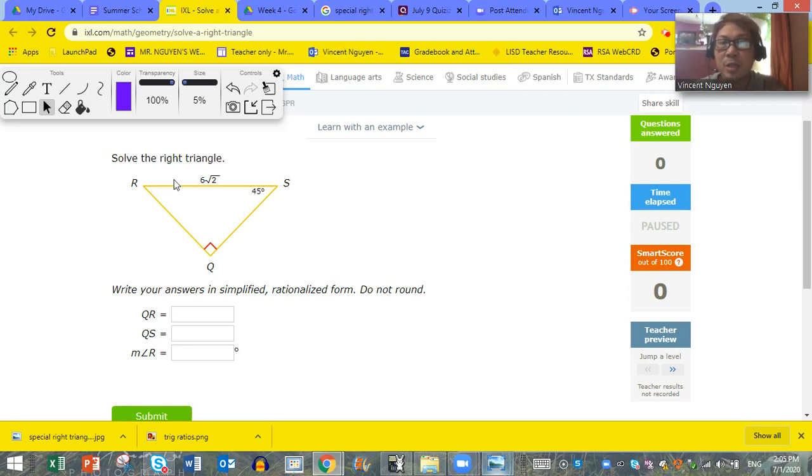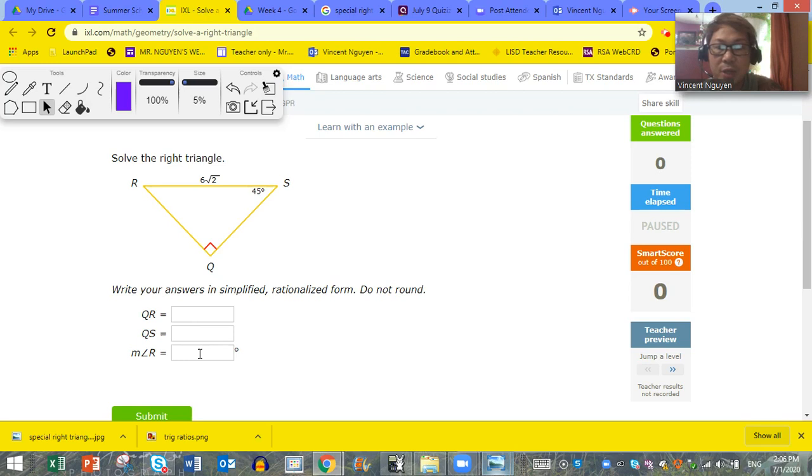So let's take a look at this first right triangle. We have a right triangle, and one of the acute angles is given to us, and then the hypotenuse is given to us. We're supposed to find the two legs, QR and QS, and then angle R. You can find anything first, the side first or the angle first.